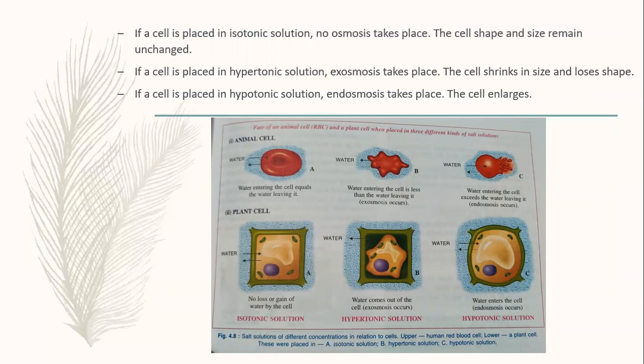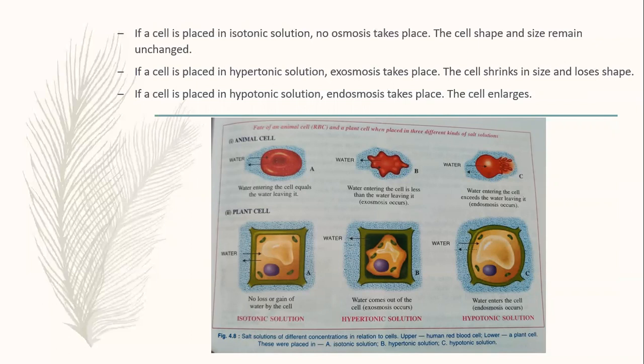And the result is that the cell shape and size remain unchanged. Second diagram, the RBC placed in hypertonic solution. Hypertonic solution means outside the cell, the solution contains less water and more solute. So exosmosis takes place from the cell. The result is that the cell shrinks in size and loses shape.